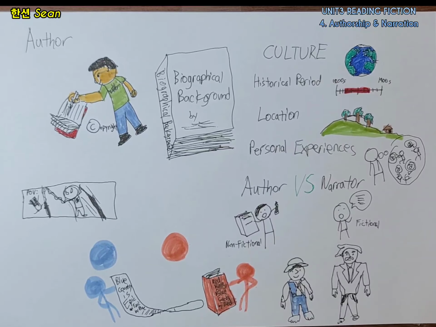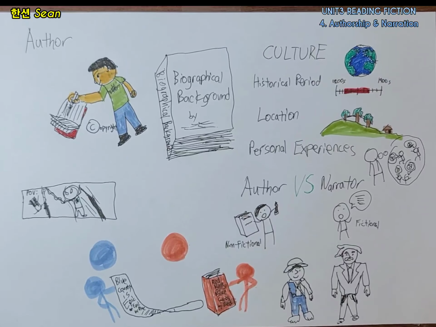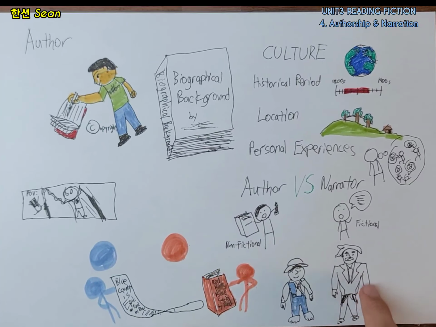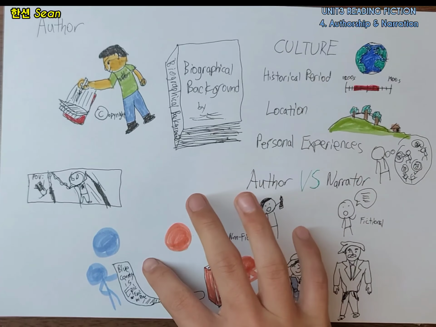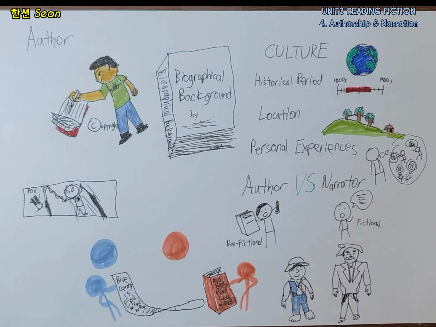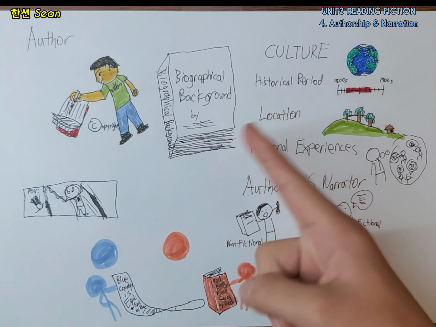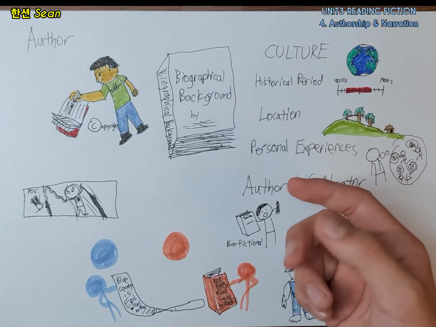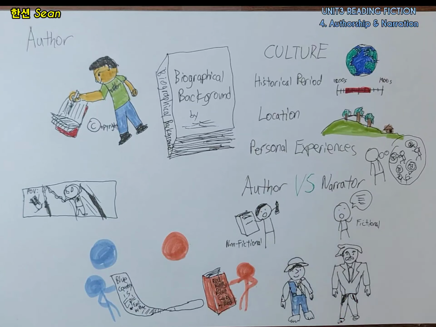Narrators and authors are really, really different. And differentiating between the author and the narrator is the first step into actually understanding more about fiction. The narrator is reliable, meaning he can always tell the truth. But if he's really unreliable, that means he can't always say the truth. He's a really big fat liar.